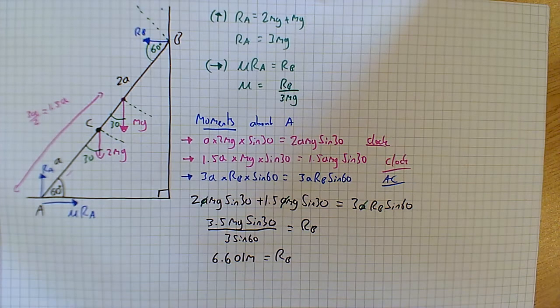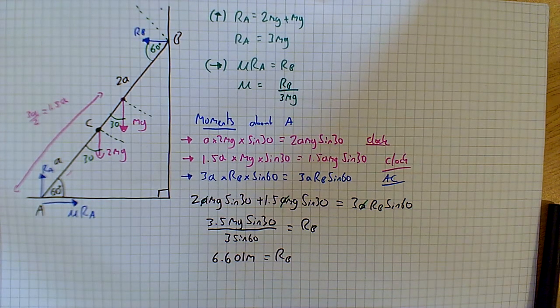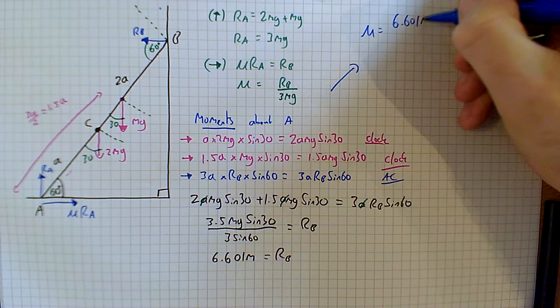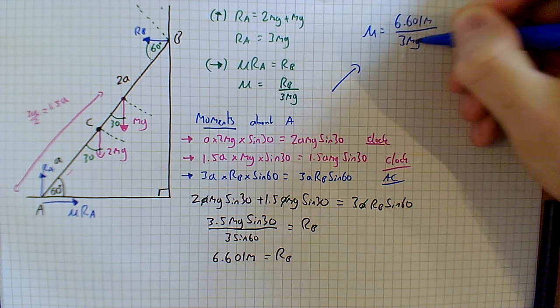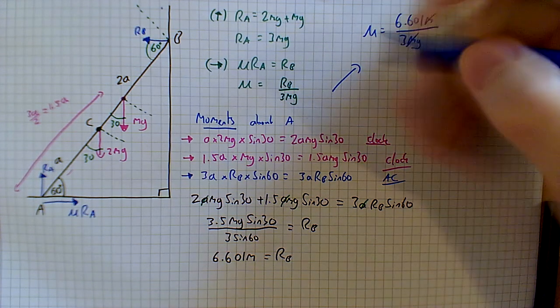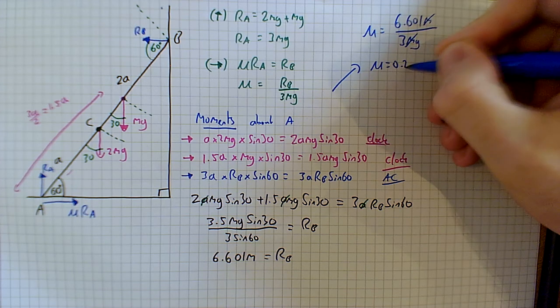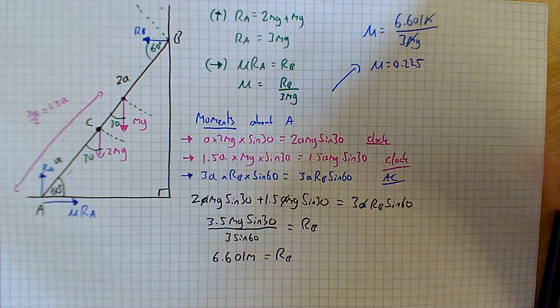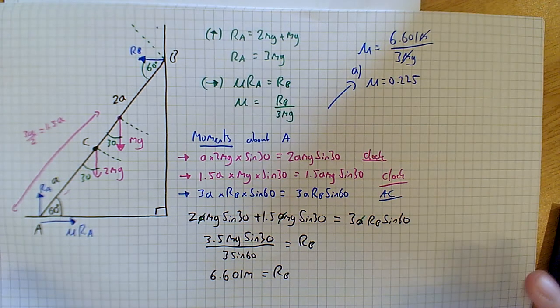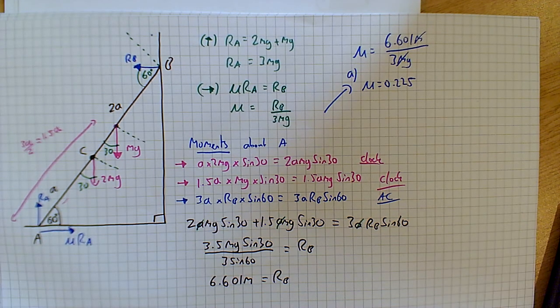But that's okay, because what that does when we go back and we put it into the mu is equal to 6.601 M divided by 3mg. M's cancel and we're left with 6.601 divided by 3 times 9.8, which gives us 0.225 to 3 significant figures. And that's part A, the coefficient of friction between the ladder and the ground.